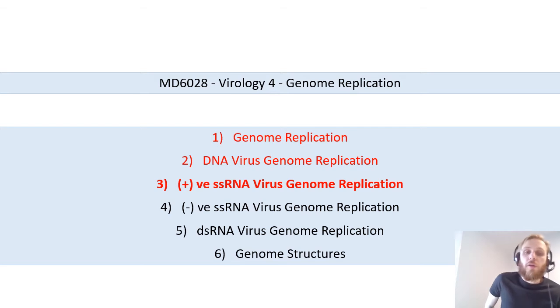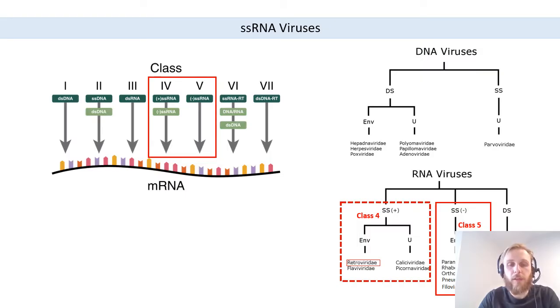Okay, so what we want to talk about now are the single-stranded RNA viruses. So we have the positive sense single-stranded RNA viruses and the negative sense single-stranded RNA viruses. Fully confident you understand the distinctions between the two by now. And again, we're therefore going to jump straight in and look at the differences in genome replication between these groups. Okay, so bringing this back to the Baltimore classification system, we're talking about group 4 and group 5. So the positive sense single-stranded RNA viruses in group 4, then the negative sense single-stranded RNA viruses in group 5.